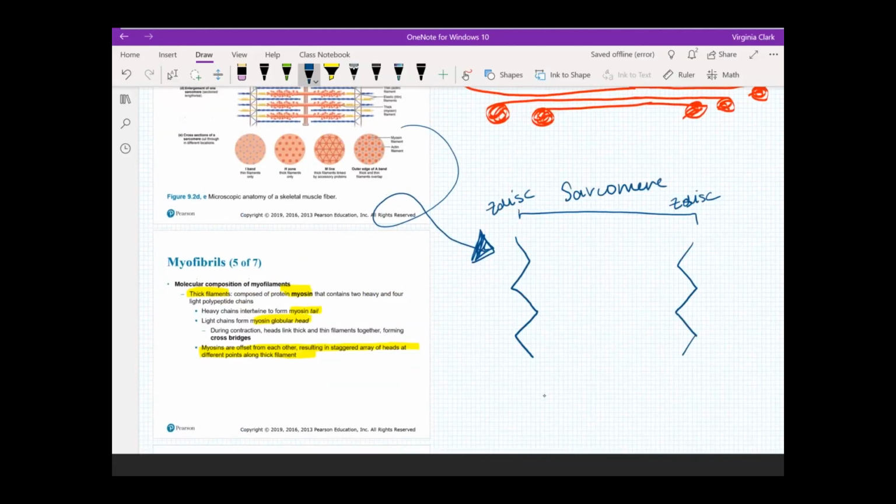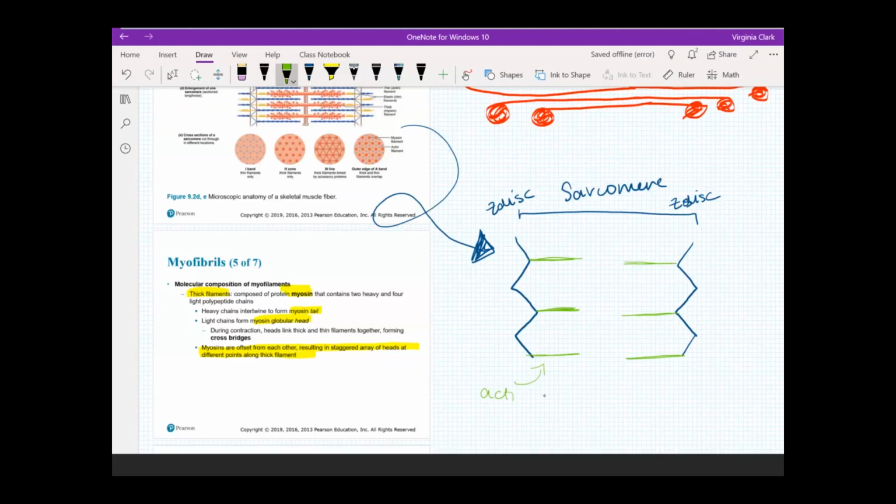The way this works is, with this Z-disc attached to your Z-disc, you will have your thin, or your actin, protein. So attached to your Z-disc is your actin protein.